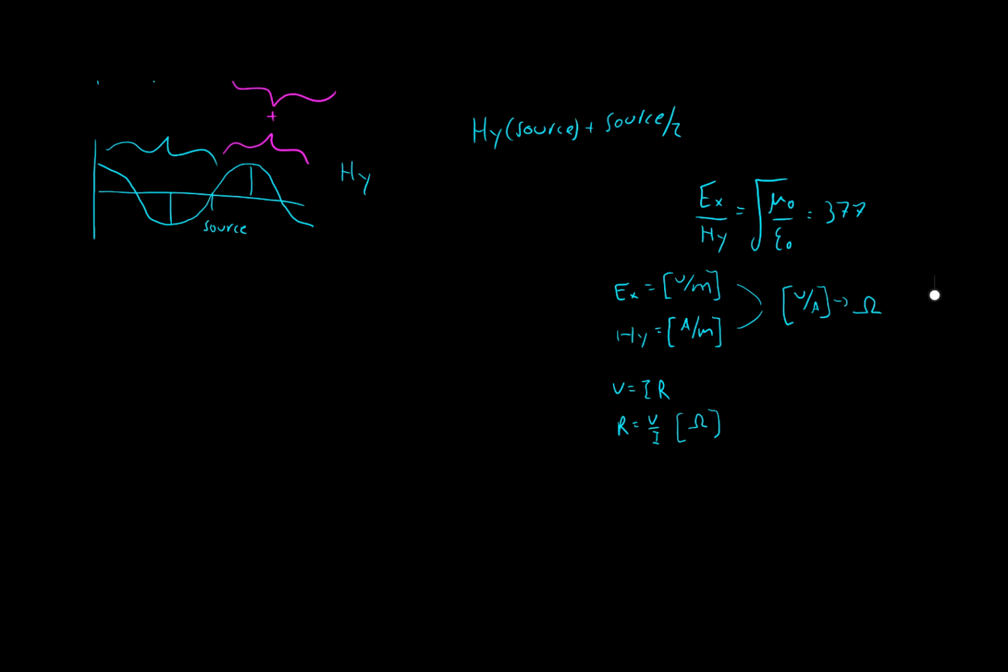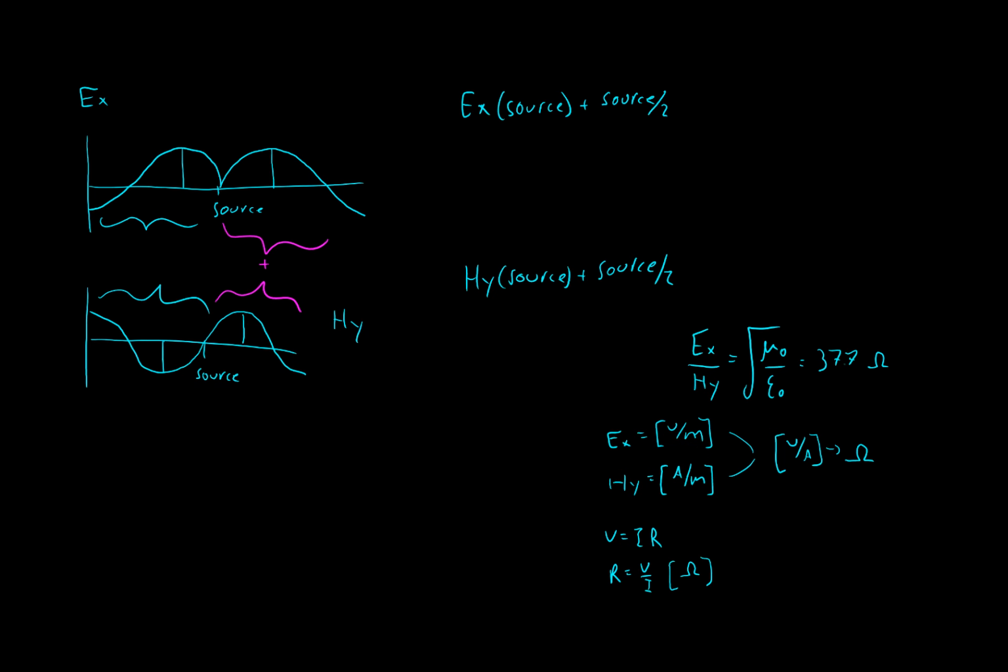So Ex over Hy is equal to the square root of mu naught over epsilon naught, which is 377 ohms. That is called the impedance of free space. So we know that Ex over Hy is equal to 377.